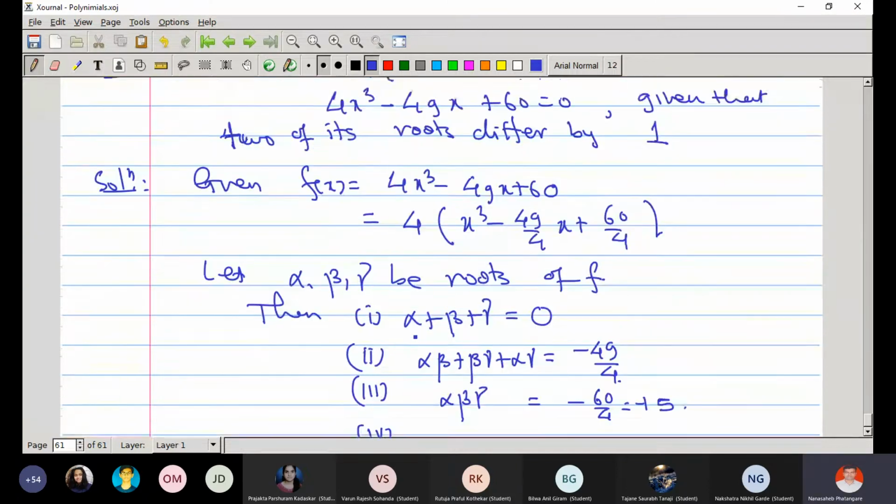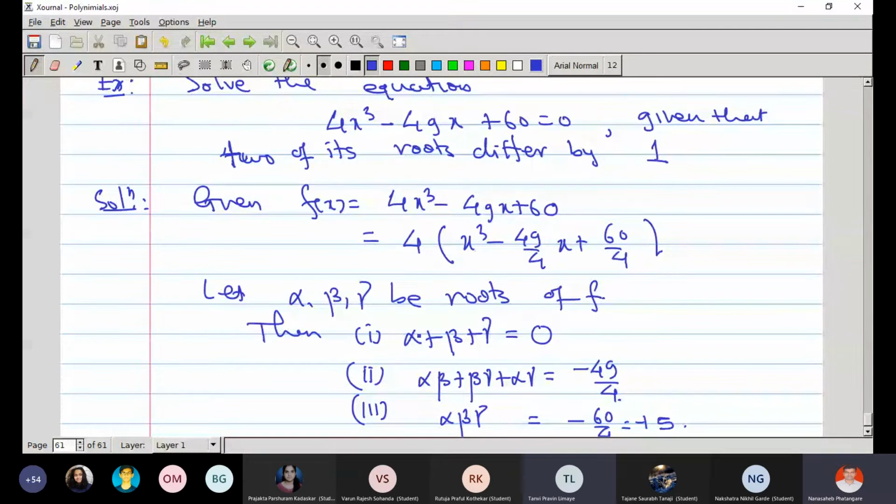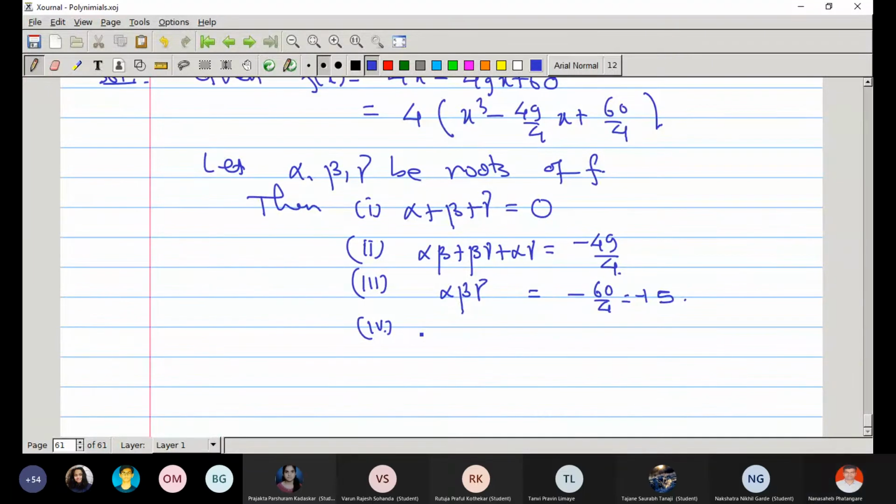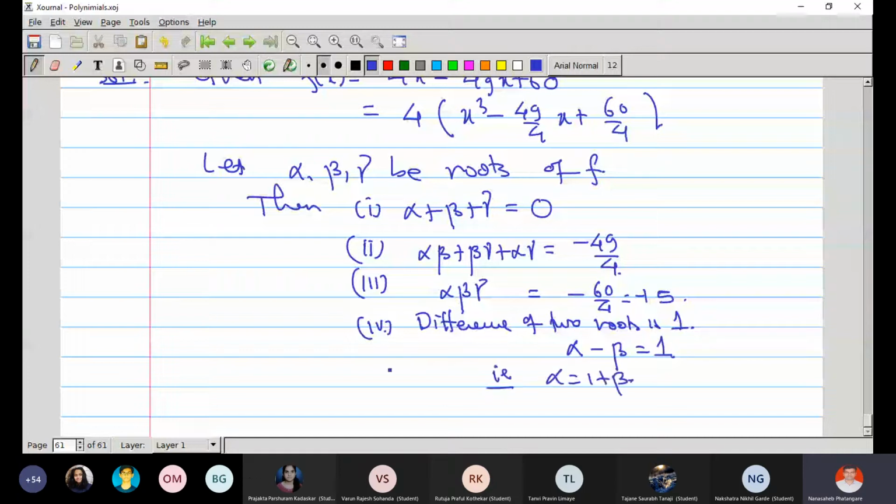Alpha minus beta is equal to 1. The difference of two roots is 1. Two roots differ by 1, that means suppose alpha minus beta is 1, or alpha is equal to 1 plus beta, the same thing. Whichever is the first root and whichever is the second, that doesn't matter in this case. So these are the 4 things known.